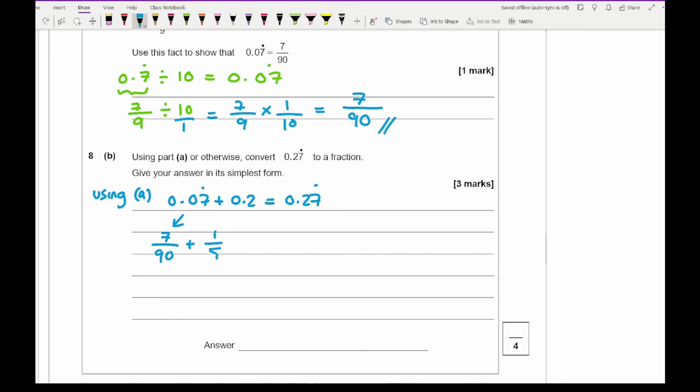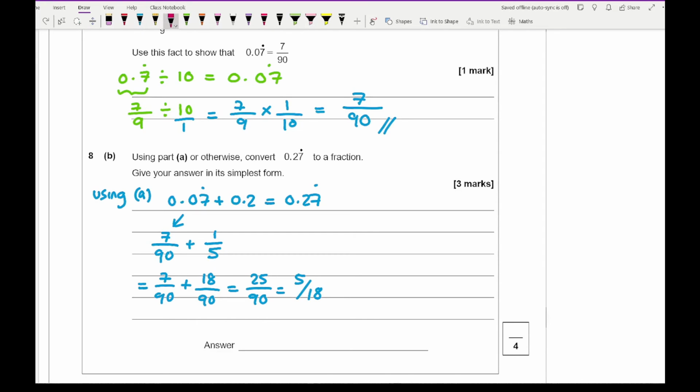1 over 5, and then if I convert the fractions I get 7 over 90 plus, and then if I multiply this fraction by 18 I get 18 over 90, which then gives me 7 plus 18, which is 25 over 90, and then I can simplify that by dividing both numbers by 5, in which I get 5 over 18.